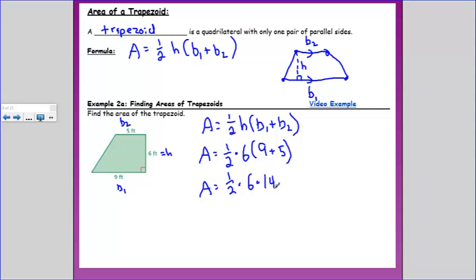Now going back to chapter 1, we have to follow order of operations, which tells me parentheses is first. 9 plus 5 is 14. And now we're left with only multiply, so we can do any order we want. 1/2 of 6 seems really easy. 3 times 14 is 42, and that would be feet squared again.